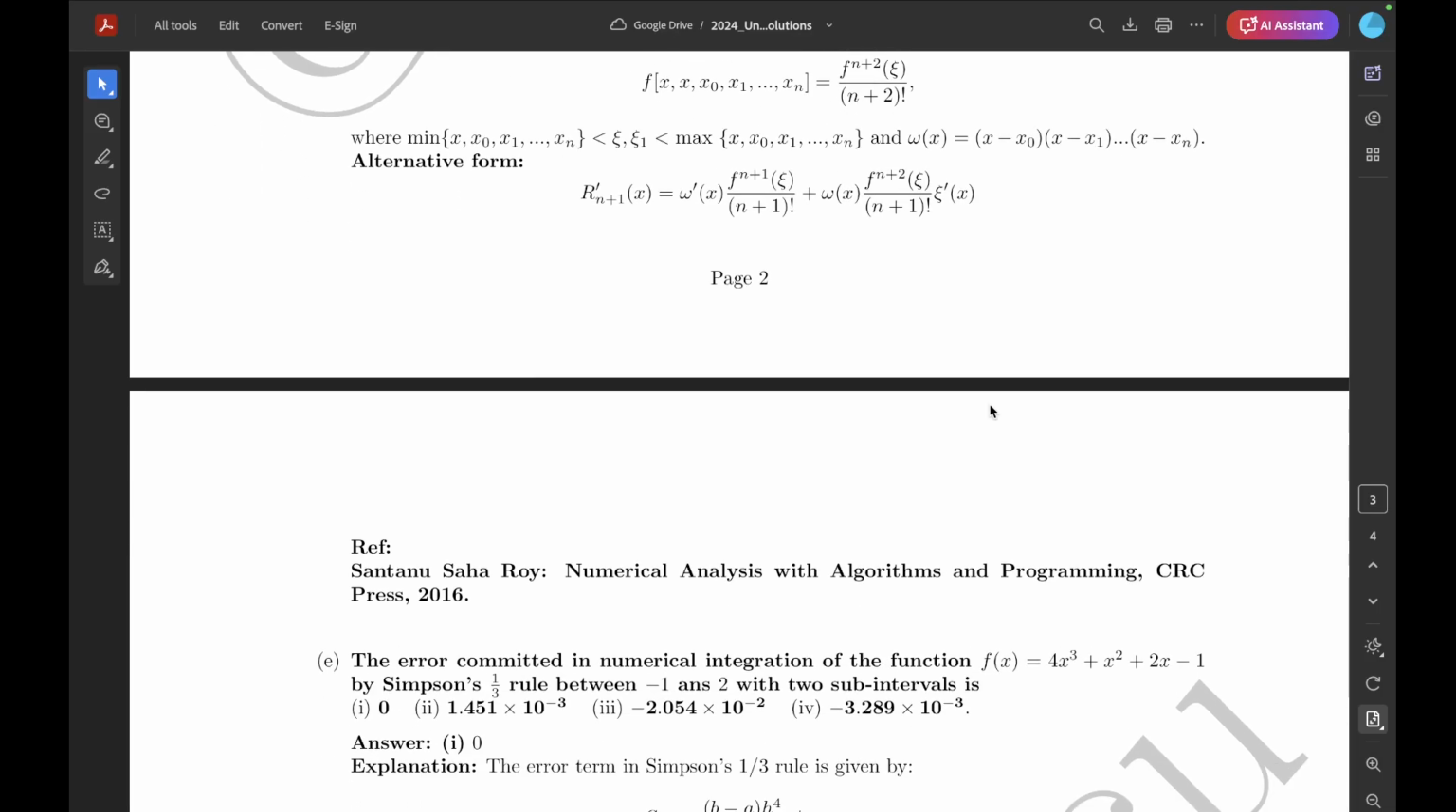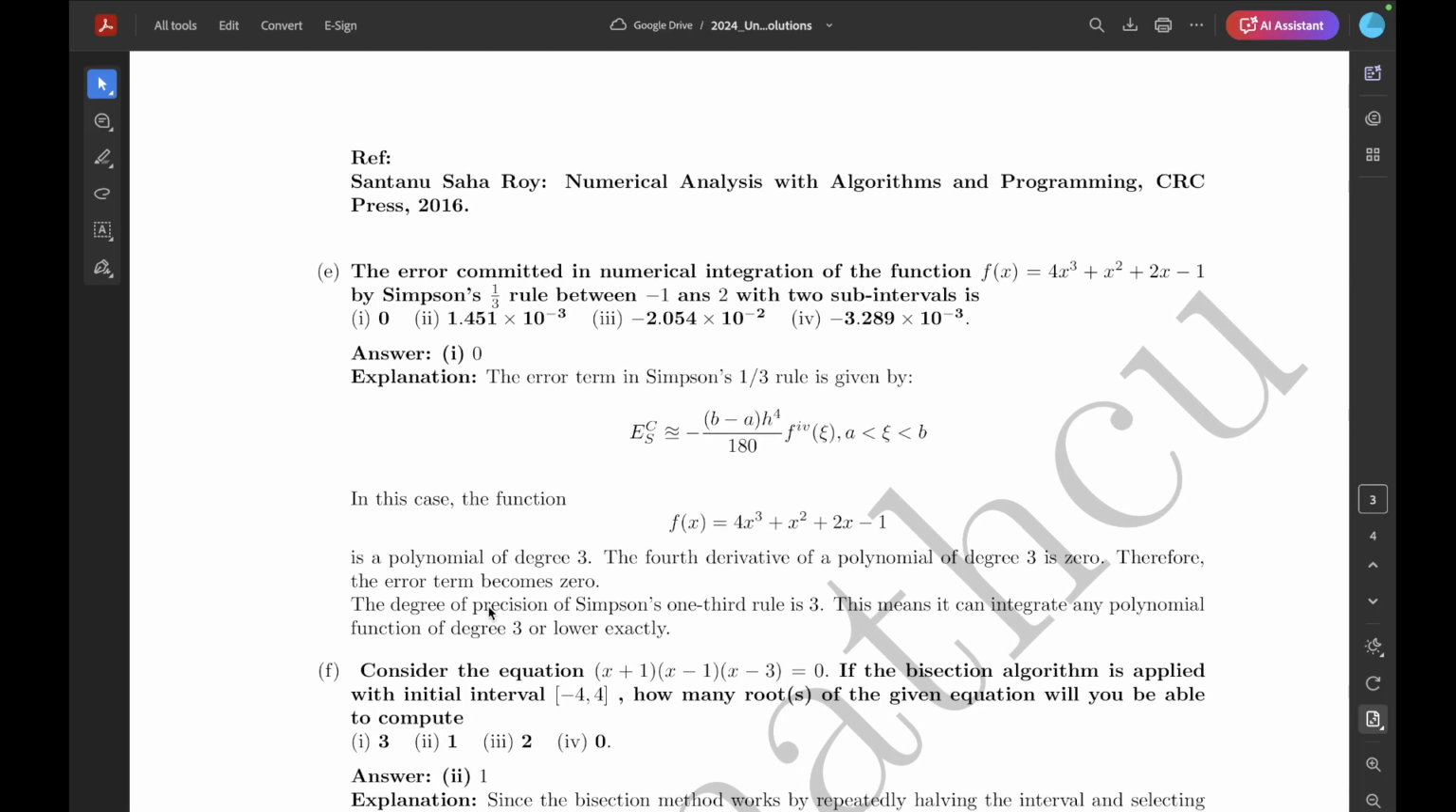And for reference, you can consult this book, Numerical Analysis with Algorithms and Programming, by Professor Santanu Saha Ray, CRC Press, 2016.